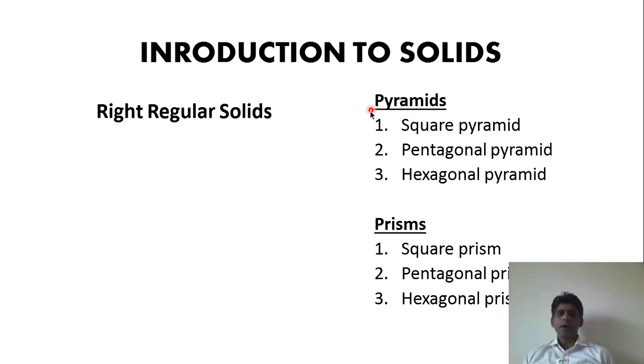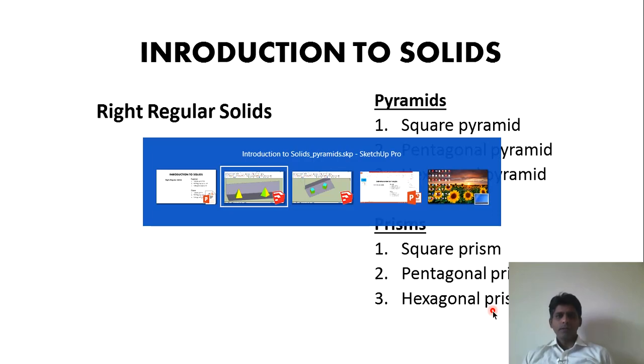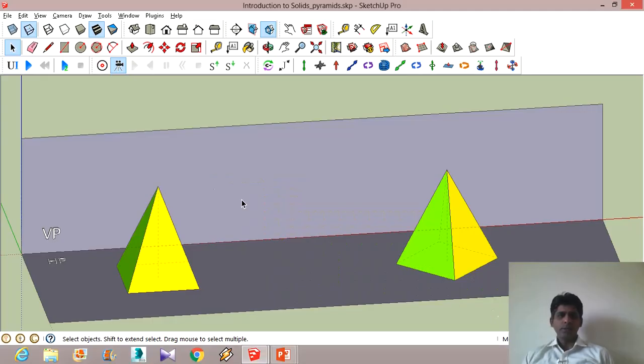In this we have to study about pyramids and about the prisms. In pyramids we are going to study about the square pyramid, pentagonal pyramid, hexagonal pyramid. And similarly in case of prisms we have to study about square prism, pentagonal prism and hexagonal prism. So there are some basic terminologies that we need to know. So we will study about these terminologies through these visualizations.